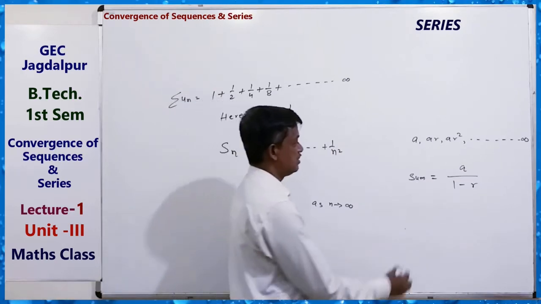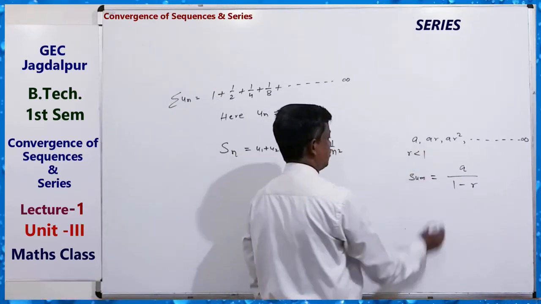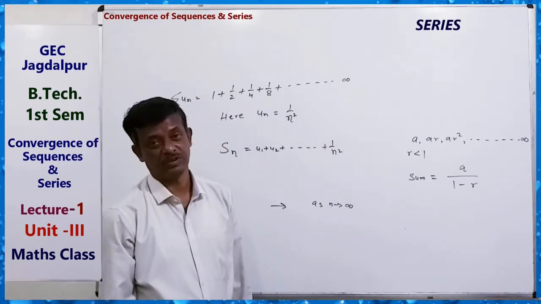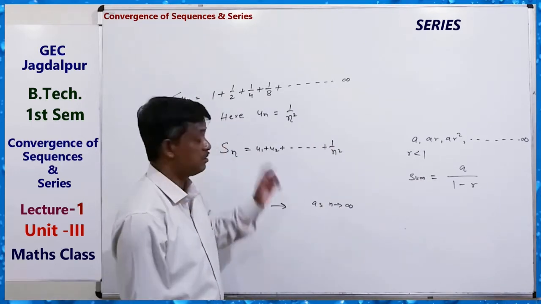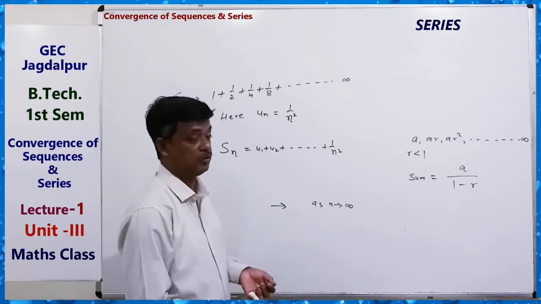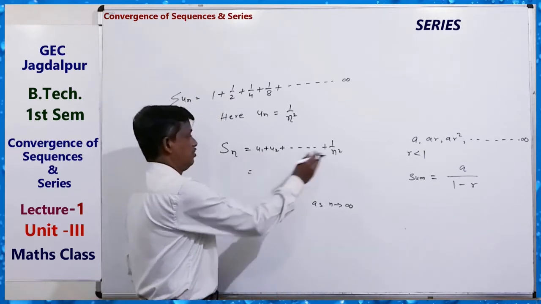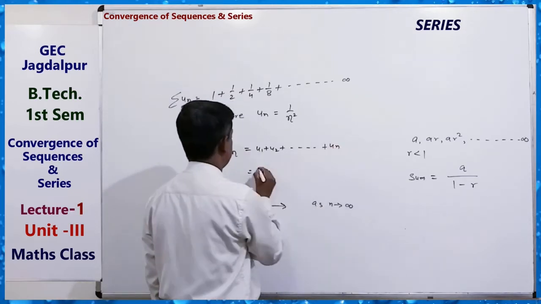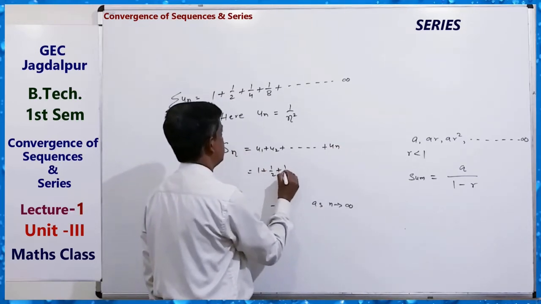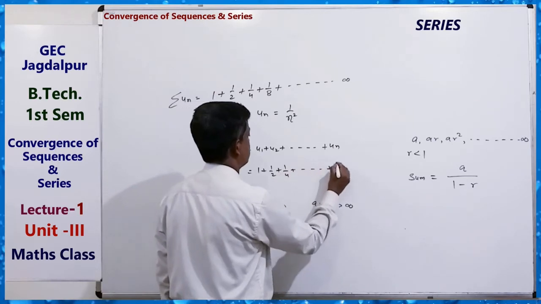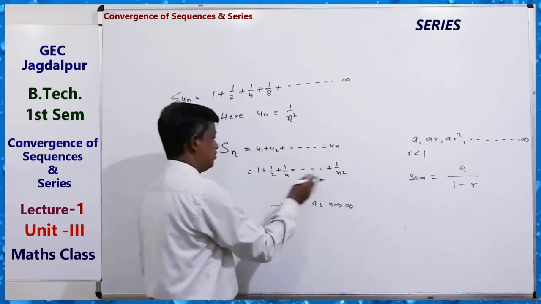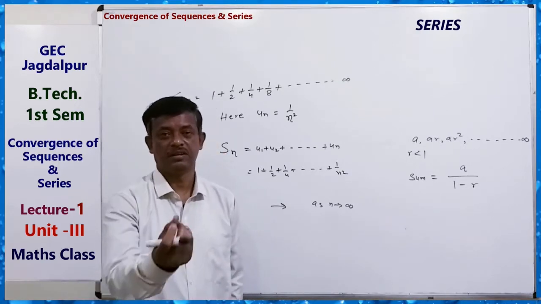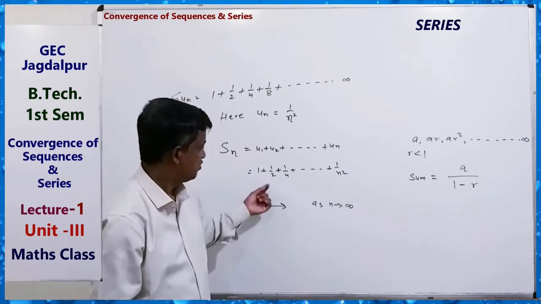Where the modulus of r is less than 1. This is an infinite geometric progression, we know. So here, sometimes, if required, because here 1 plus 1 by 2 plus 1 by 4 and so on plus 1 by 2 to the power n, finding this value as a function of n is somewhat typical.